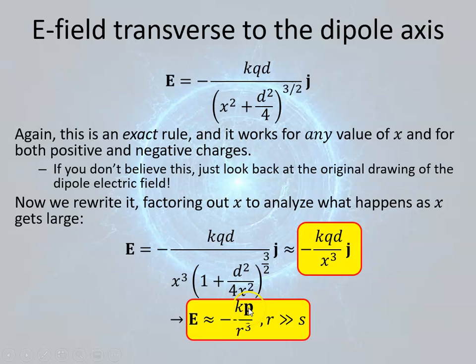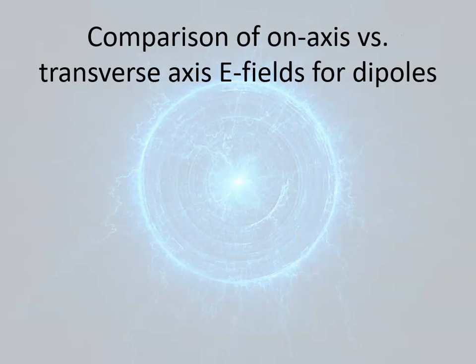So that p vector again just being in this case q d j, where d is the distance between the charges, q is the magnitude of each charge, and j is the unit vector going from the negative charge to the positive charge. So that is how we can find the approximation of the electric field at large distances from a dipole. There is a similar method used for a quadrupole that is left for the exercises.